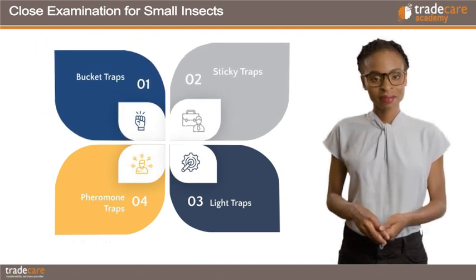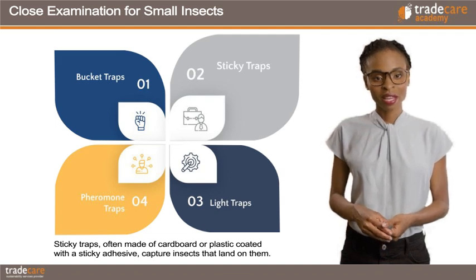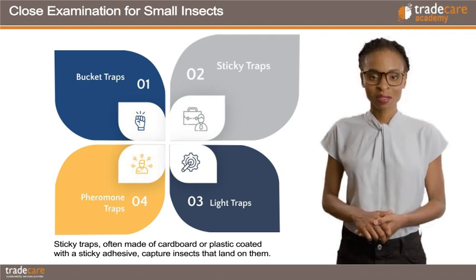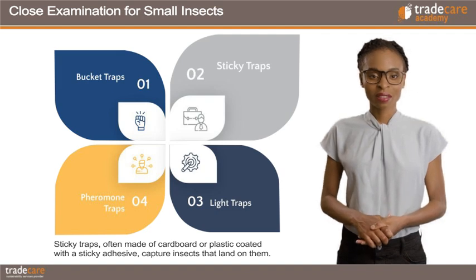Sticky traps. Often made of cardboard or plastic coated with a sticky adhesive, these traps capture insects that land on them. They are effective for monitoring a wide range of pests, including aphids, thrips, and whiteflies, providing valuable population data.